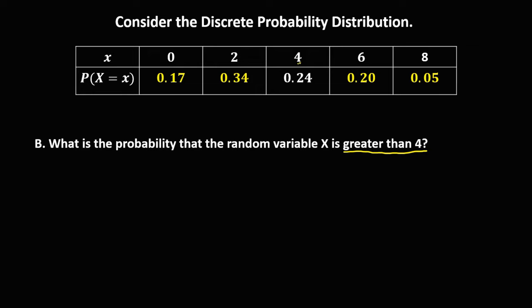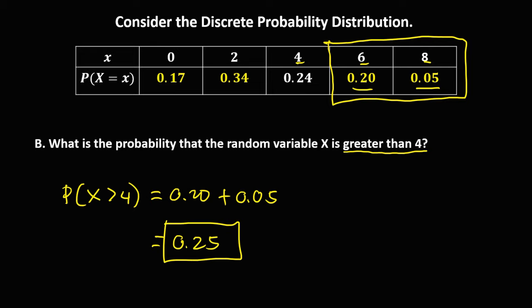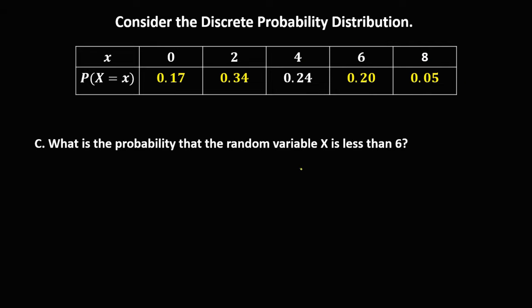Since greater than 4, these are the probabilities. The probabilities that this random variable x is greater than 4, so that's 6 and 8, then add these probabilities. So we have 0.20 plus 0.05. So therefore, the probability that the random variable x is greater than 4 is 0.25. Then for this given, what is the probability that the random variable x is less than 6?